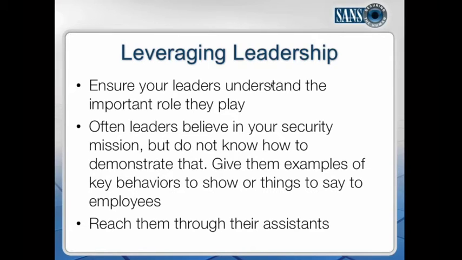If you're having problems reaching leadership, train their assistants. A lot of times leadership is far more likely to listen to their executive assistants. So have a program where you're communicating to the assistants who then train your senior leadership. So leadership can be another way to help communicate your awareness program. They're probably supporting you. They just don't know how to best support you.